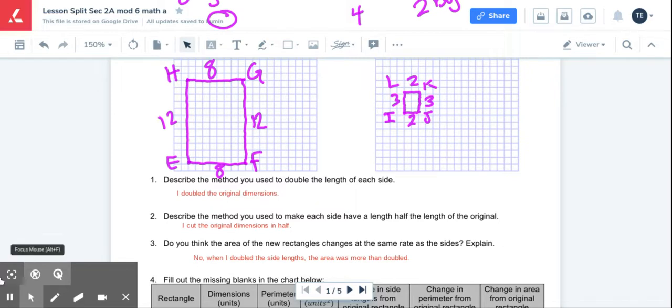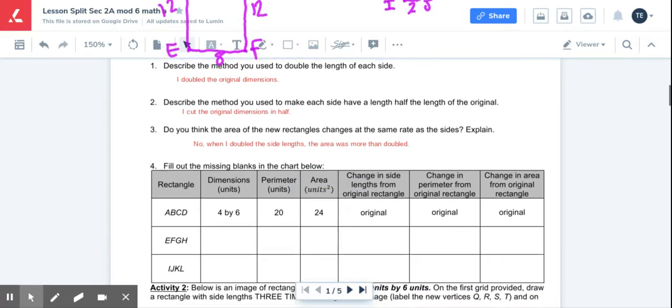All right, so on number 3, I said no. When I doubled the side lengths, the area was more than doubled. I can fit more than 2 of the original rectangles into this area of the new rectangle. So I know that it doesn't work out just the same way.